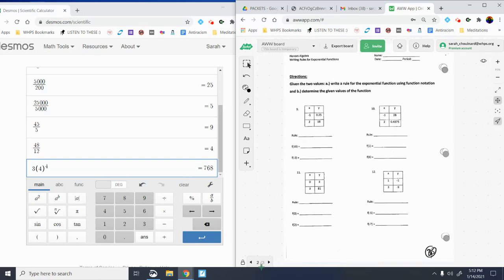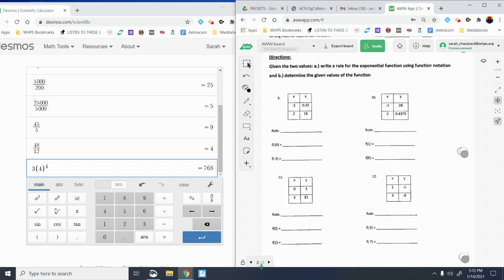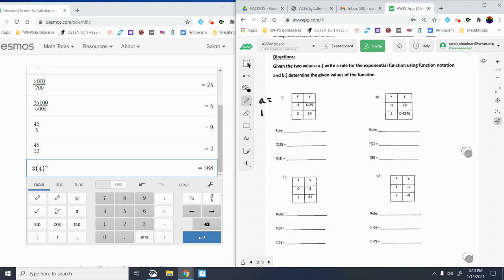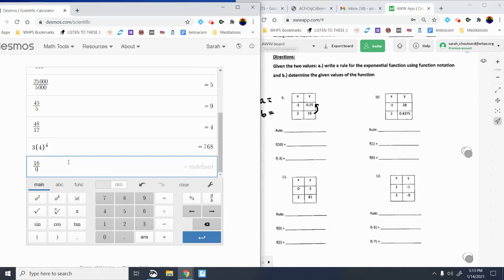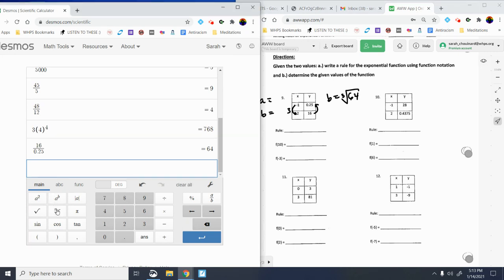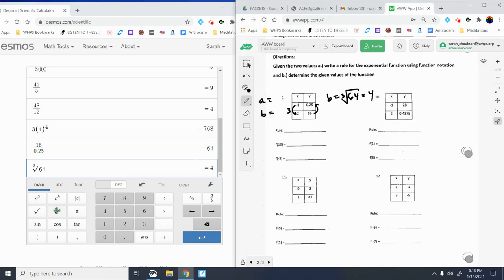All right, let's do the two odd problems here. To write an exponential function, I need to know a and I need to know b. They don't give me either here, so I'm going to divide backwards. I'm going to divide 16 by 0.25 to find the factor. I multiplied by 64, but x increased by 3, which means I need to take the third root of 64. My index is 3 because that's what x increased by. And so b is 4.